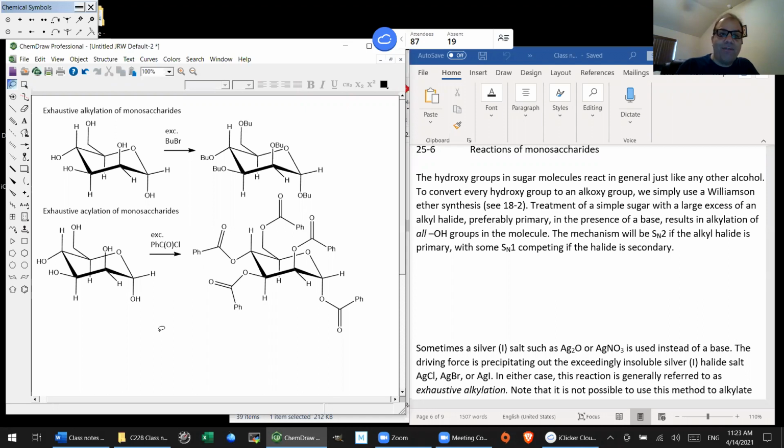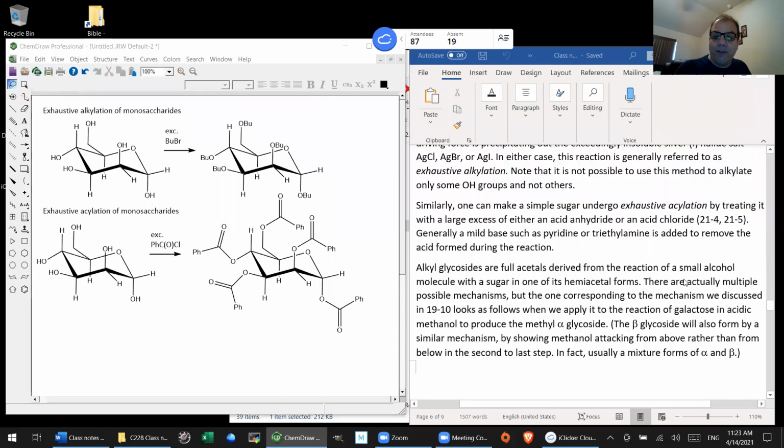But exhaustive alkylation and exhaustive acylation are pretty simple reactions based on the Williamson ether synthesis, which we covered in chapter 18, and alcoholysis of acid chlorides. That's just a type of nucleophilic acyl substitution, which we covered back in chapter 21. So I've given the sections to review in the class notes if you've forgotten those reactions. Mechanisms are identical to what we said in chapters 18 and 21. This truly is not new material. It's just old material put together in a different way. So much for those.